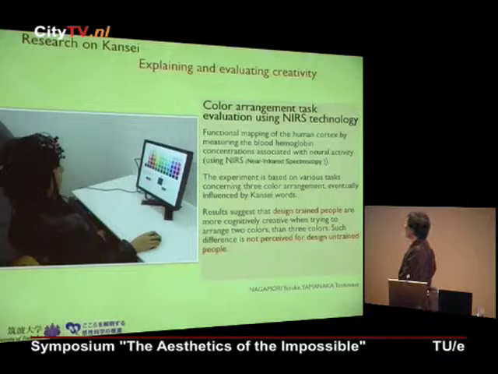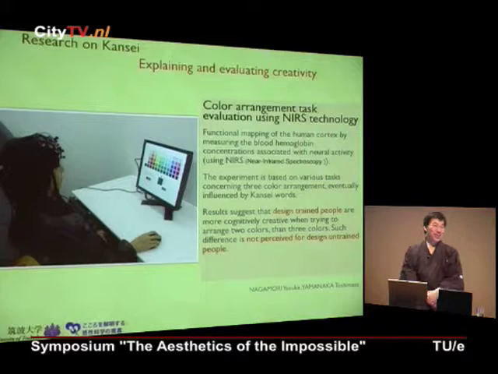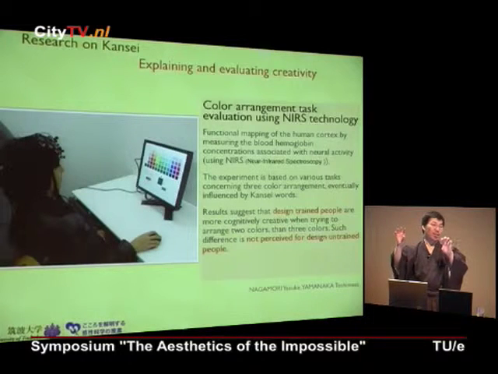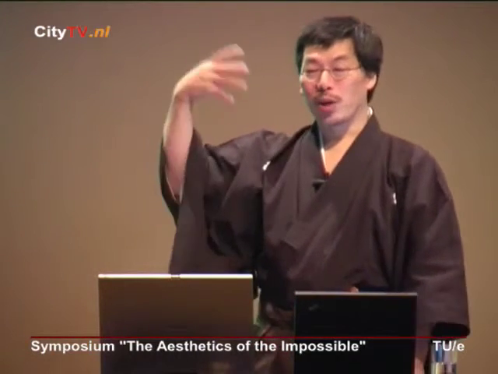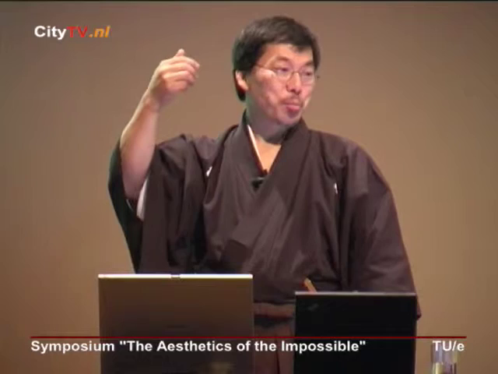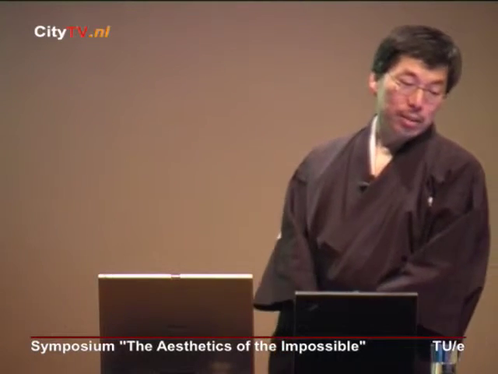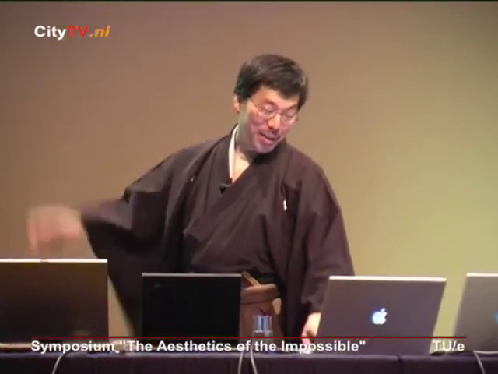This difference does not appear for design-untrained people. For design-untrained people, all the tasks are kind of similar. But for design-trained people, the target word and one single color are two different kinds of constraints, which makes things difficult. Without any constraints, or with just a single constraint, like the adjective word, it is comparatively easier for the designers. That is what the results show.